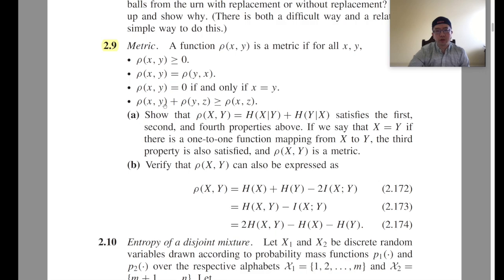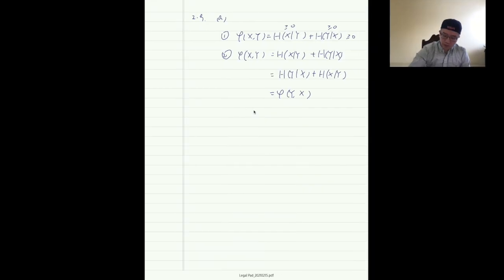And the fourth one is the triangle inequality, right? Here, rho of x, y plus rho of y, z is bigger than or equal to rho of x, z. This can be a little bit trickier, right? Let's see how we can show that. So this is number 4.